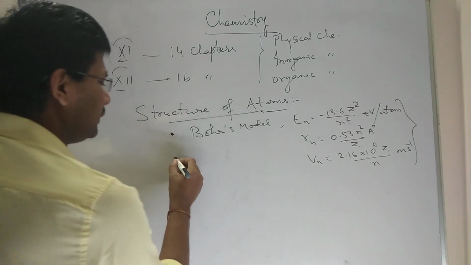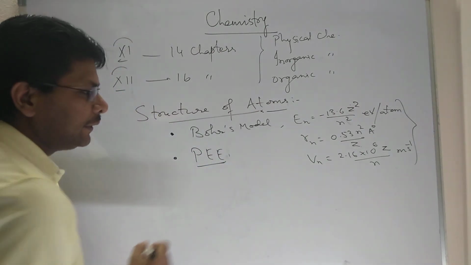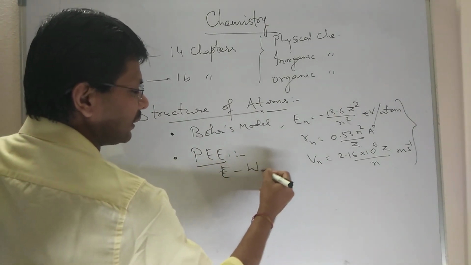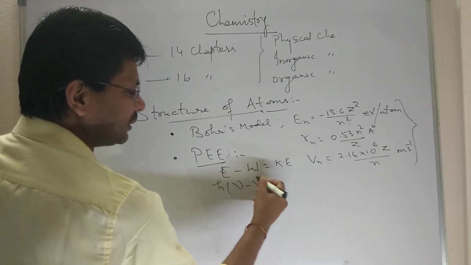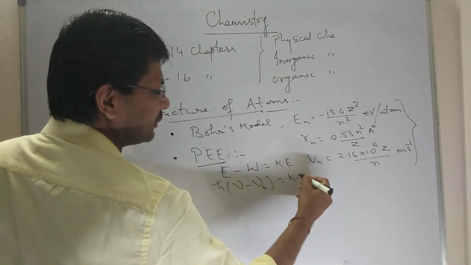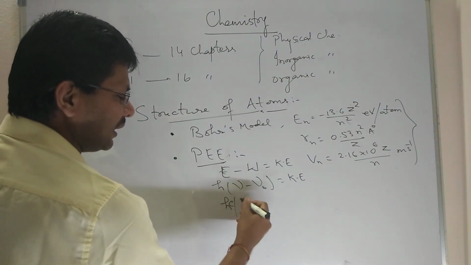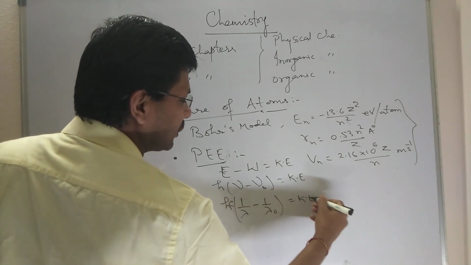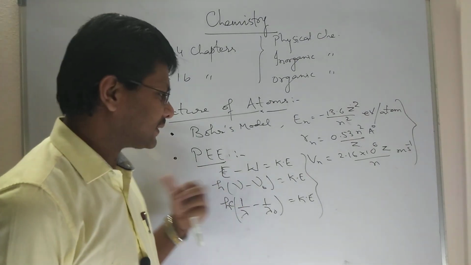Next, coming to the photoelectric effect. Just a simple formula you have to remember: energy minus work function equals kinetic energy, or h nu minus h nu naught equals kinetic energy, or in terms of wavelength, hc times 1 by lambda minus 1 by lambda naught equals kinetic energy. Based on this, one question is likely to be asked.